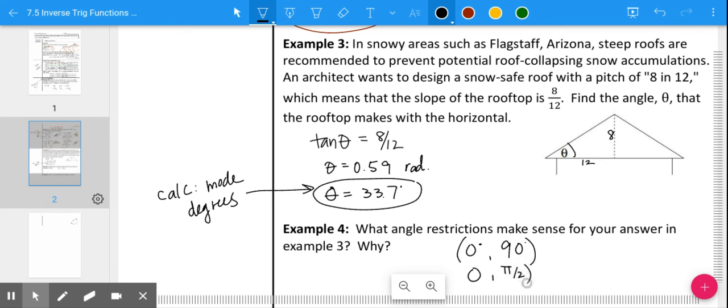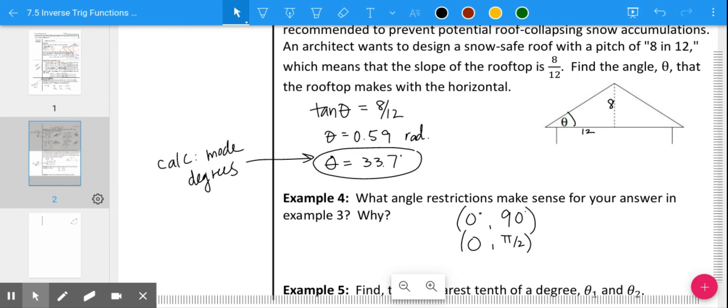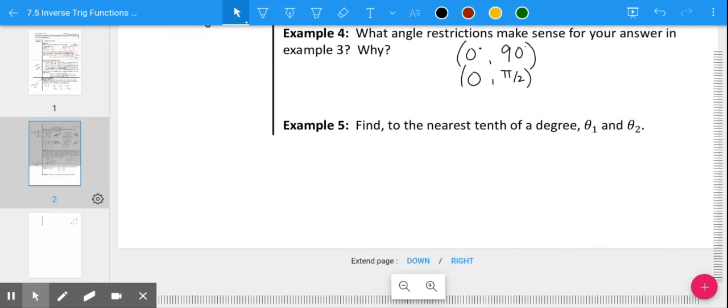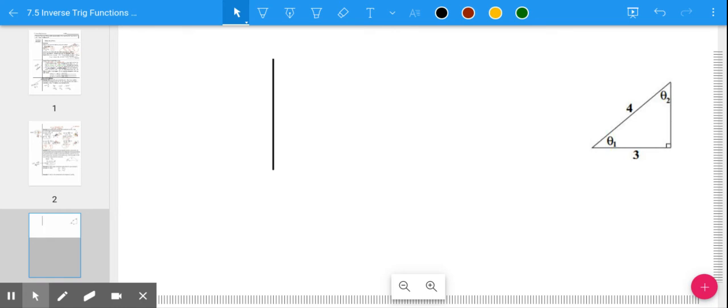That would be a fine way to answer this problem. Degrees just make a little more sense if you were actually talking to a person about the angles of their roof. Go ahead and finish example 5. They want you to find both of these angles to the nearest tenth of a degree, so notice they want you in degrees. And notice we're going to get answers that are less than 90 degrees because it's in a triangle. It wouldn't make sense to have any bigger angles when I'm in a right triangle already. Go ahead and give me answers for both of those in degrees, submit them to the Edpuzzle, and then you guys are done with your video for today.